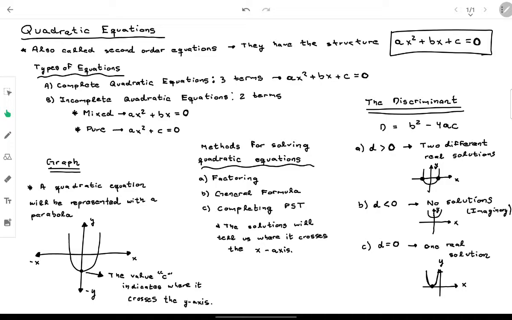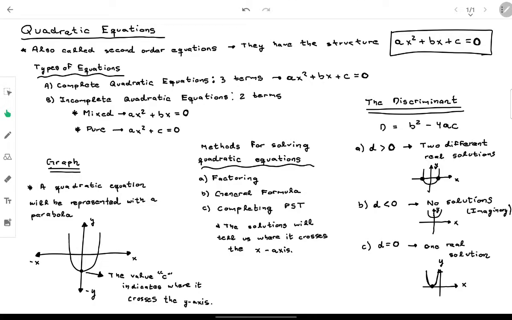The solutions, when we solve a quadratic equation and we know their values, will tell us where it crosses the x-axis. In this case, it will tell us specifically where the parabola crosses the x-axis. So we have two different things. The value c indicates where it crosses the y-axis. The solutions of the equation will tell us where it crosses the x-axis.